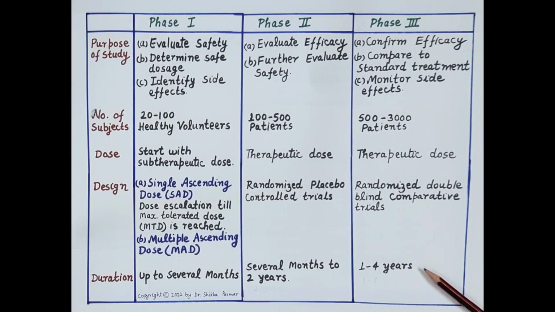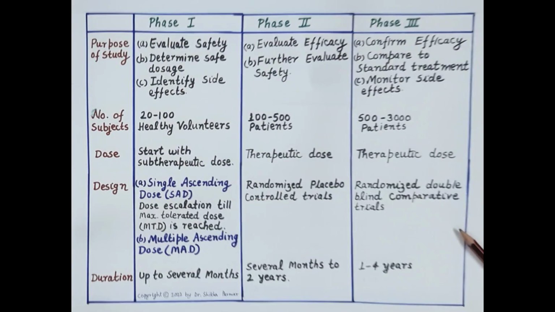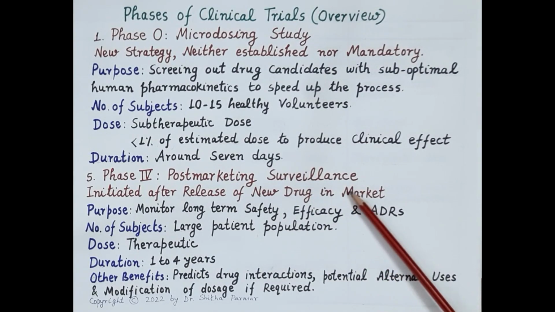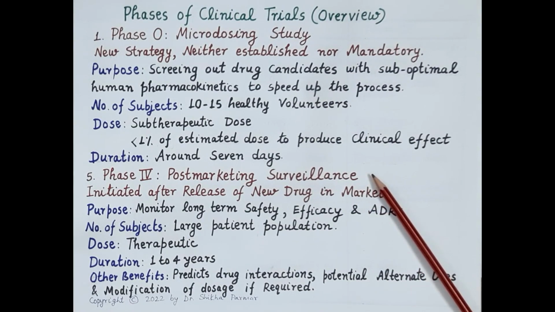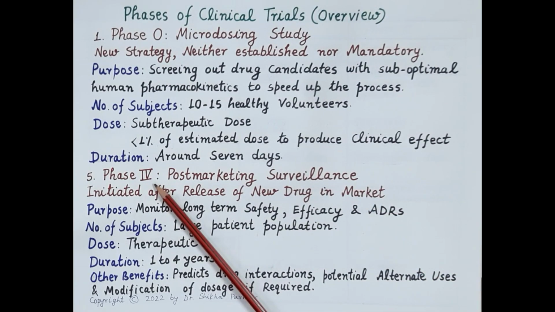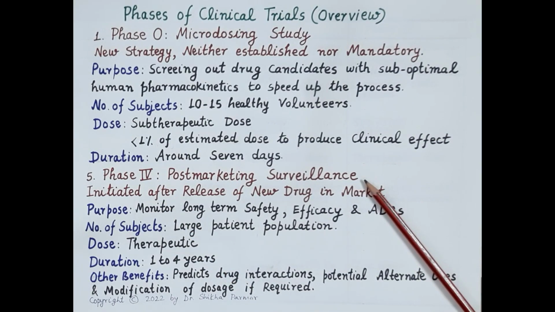Now, by the end of phase 3 trial, all drug candidates are rejected and only one best potential candidate which is safe, efficacious with optimal pharmacokinetic, pharmacodynamic, pharmaceutical and toxicological properties emerges out as a new drug. Now, if this new drug is approved by FDA, it is released in the market and phase 4 studies are initiated. Now, this phase is also called the post-marketing surveillance.